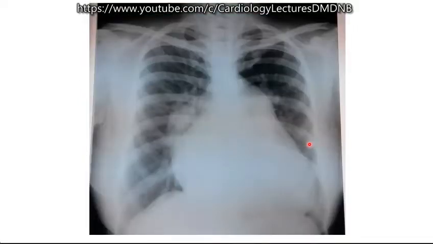Okay. Can you take this X-ray? So this is a chest X-ray PA view. Coming to the cardiac shadow, there is a cardiomegaly in the form of RV enlargement and RA enlargement, and also there is a pulmonary artery.